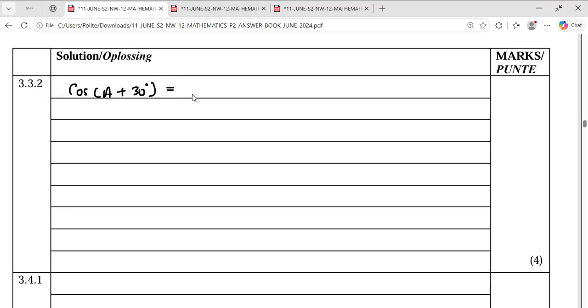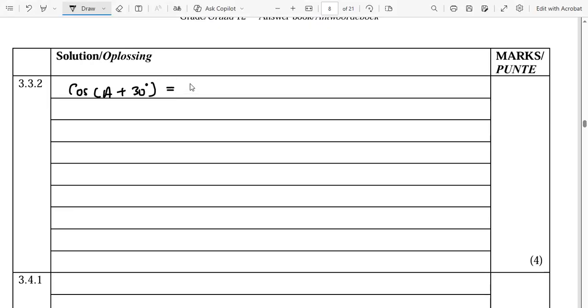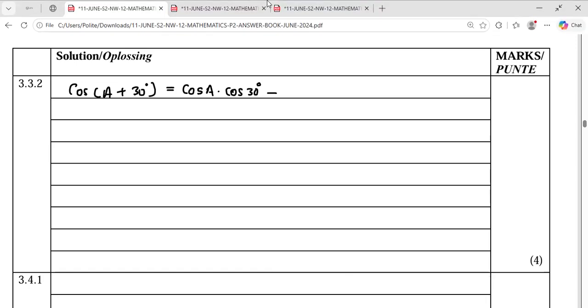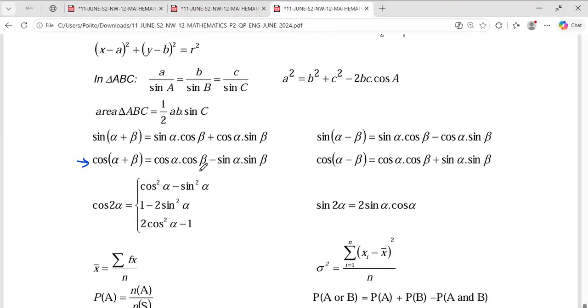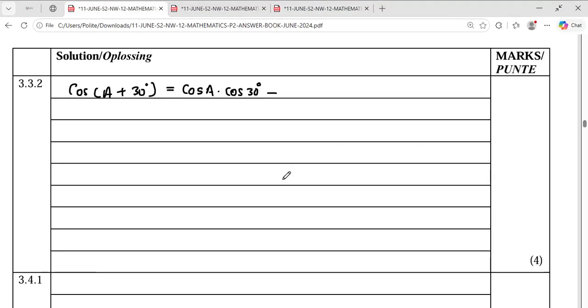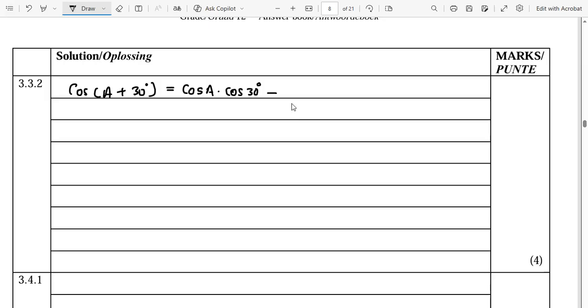I'm going to change this and write it as the compound angle, which is the cos of A multiplied by cos of 30 degrees. Then, since it's positive, the sign changes to negative. You don't have to stress. Just go to your formula sheet and copy down that formula. Then this will be minus the sine A and the sine 30.